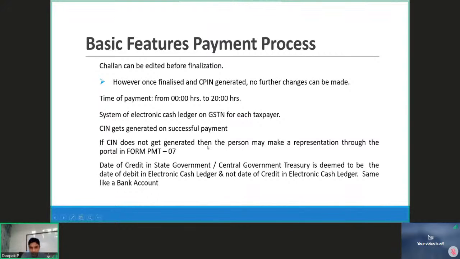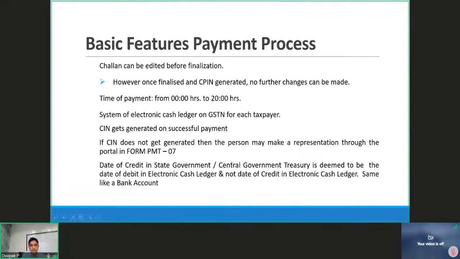If CIN does not get generated, then the person may make a representation through the portal in form PMT07. One of the questions was that I have made the payment, the money has gone from the bank, but I didn't get the CIN number. You make a representation through the portal through PMT07. They will resolve it, saying that okay, there is a technical glitch, and the challan will get generated after 24 hours or something like that. Or they will tell you that the amount has not come to us, and the amount will get refunded to your bank account. One of these resolutions you will get.